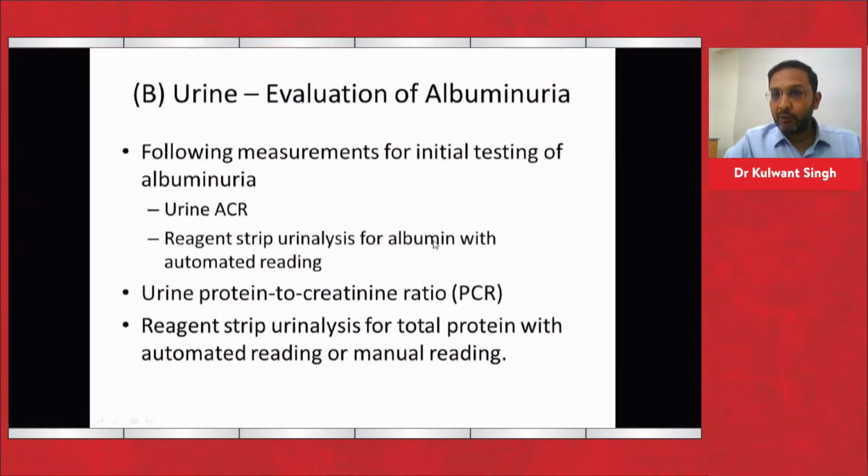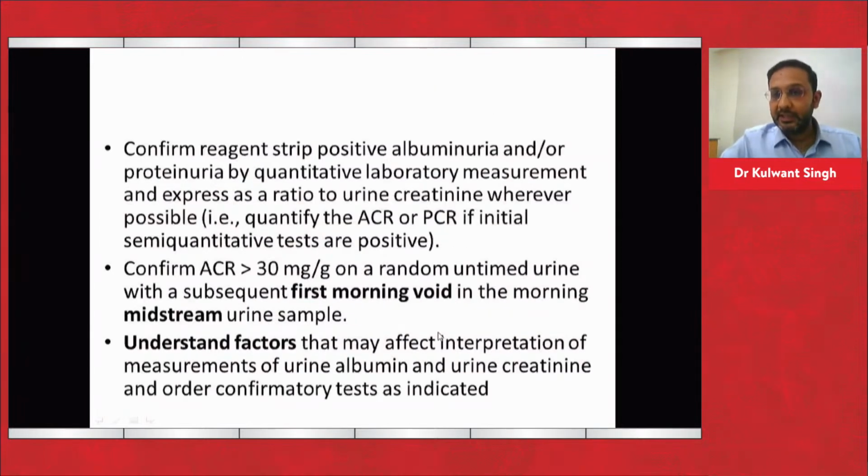In the order of preference, KDIGO recommends that we should go firstly for urine ACR. If that is not available, we should go for reagent testing of albumin by dipstick, which should be read by an automatic method. If that is also not available, then we should go for UPCR and then for reagent testing of the total proteins in the urine. Whenever the reagent test is positive, we should go for quantification by ACR, PCR or 24-hour urine analysis.